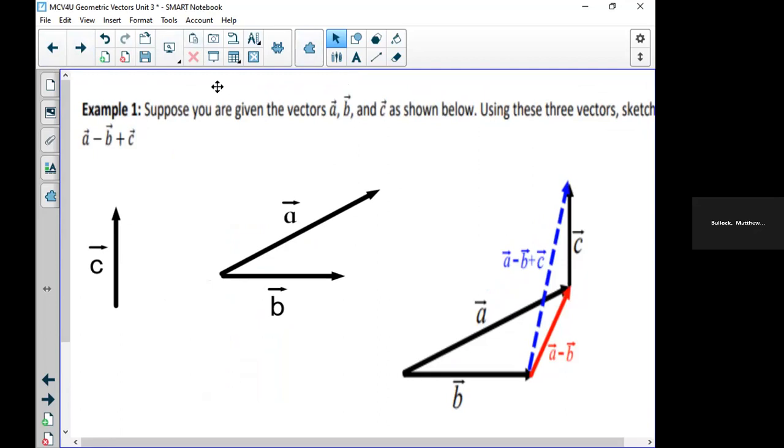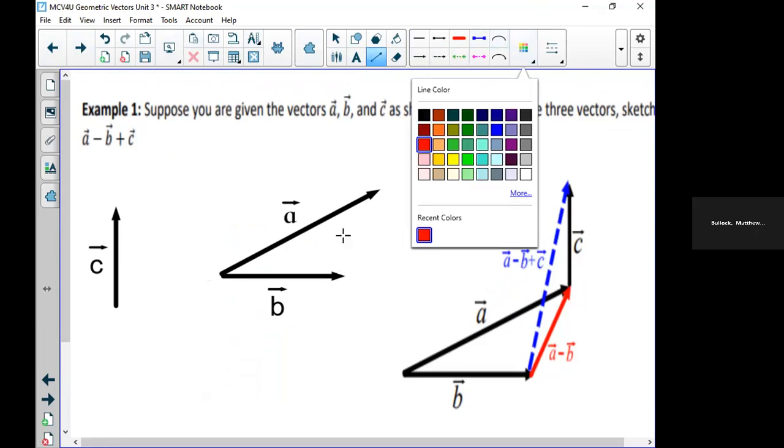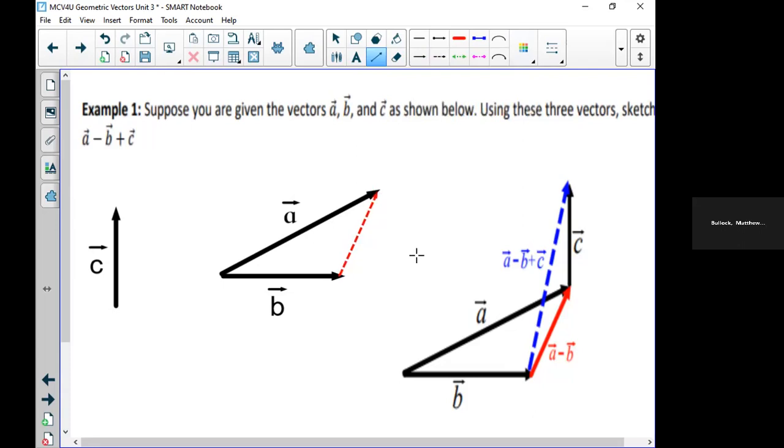So I can draw that in. Let me just get rid of this. Let's use this, and maybe we could do this. Okay, so that red dashed line is our resultant vector of the difference of those two, just from the last rule we used. And now we could add vector C from that new vector. So what we're going to do for this one, if we're adding, is simply go tip to tail.